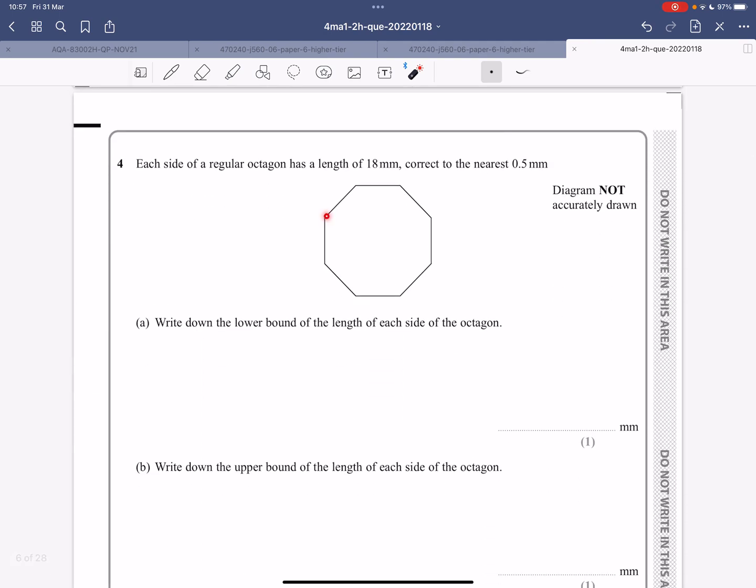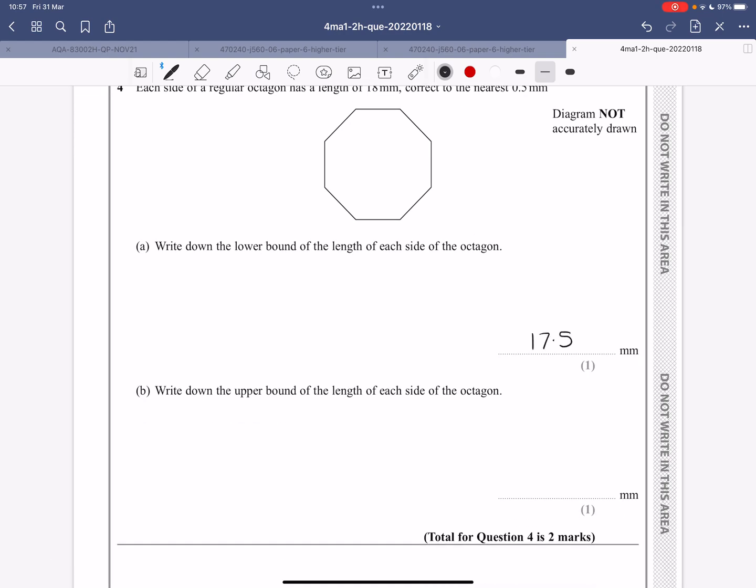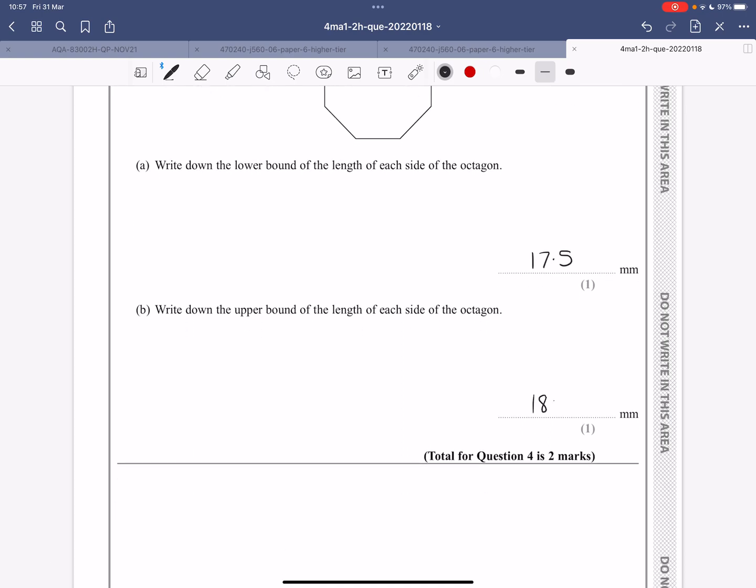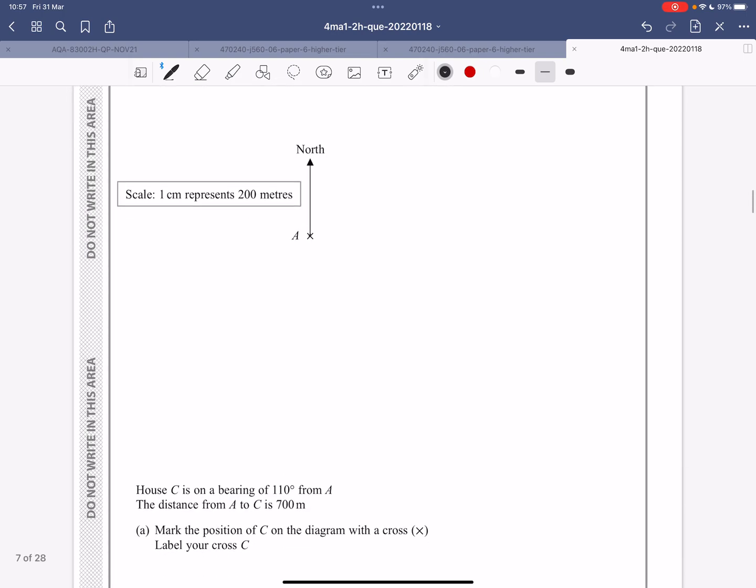Each side of a regular octagon has length 18 millimetres, correct to the nearest half a millimetre. So that means it's between 17.5 and 18.5. So the lower bound, 17.5 millimetres, and the upper bound, 18.5, and that's all you do with that. The scale drawing shows a position on a map of a house of A. House C is on a bearing of 110 degrees from A, and it's 700 metres. Right, so what we need to do, you need to measure 110 with a calculator.